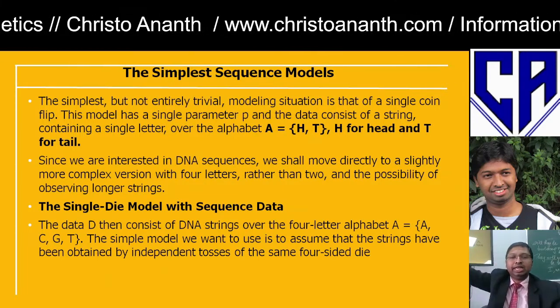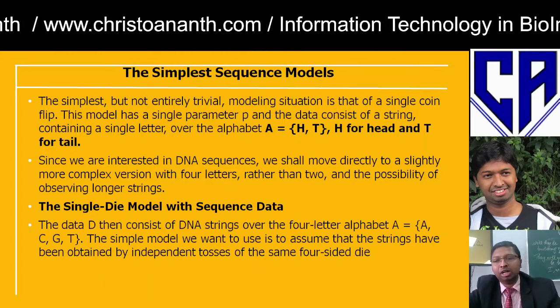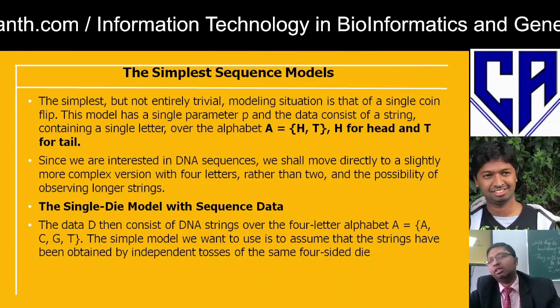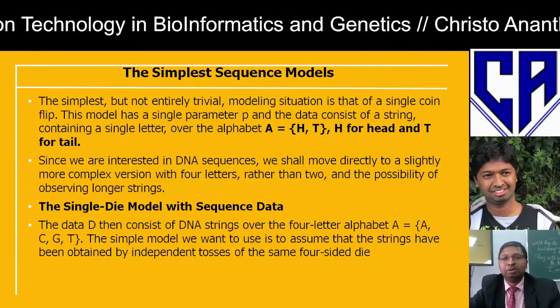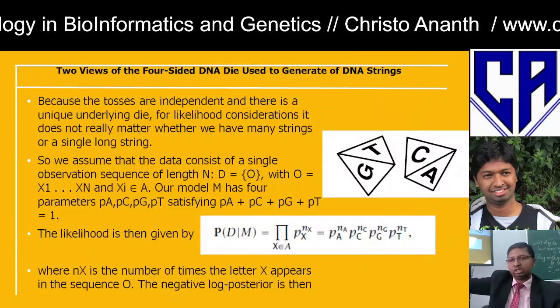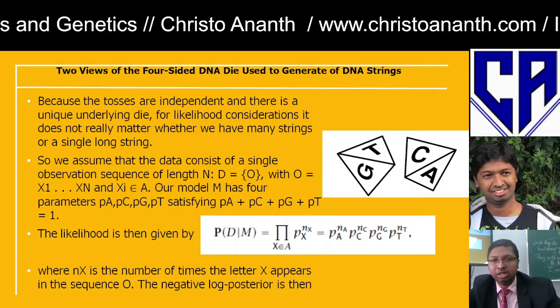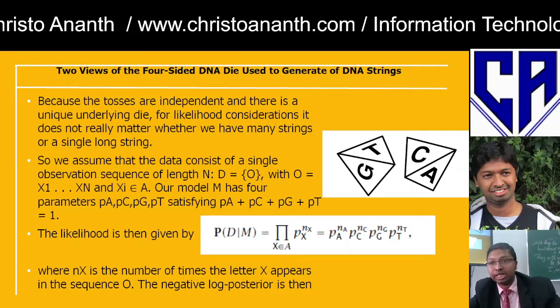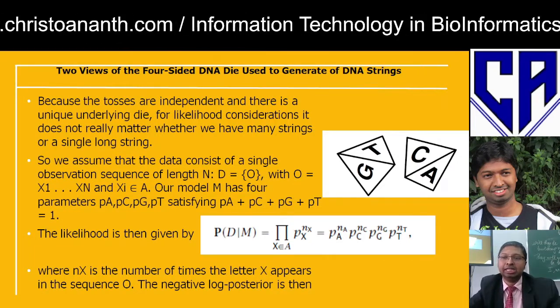This one is A, C, G and T. This is the model where we have strings obtained by the independent process of the same four-sided die. Maybe you will have G, T, C and A; A, C, G and T. These are the two views of the four-sided DNA die. The 4 sides are A, C, G and T.